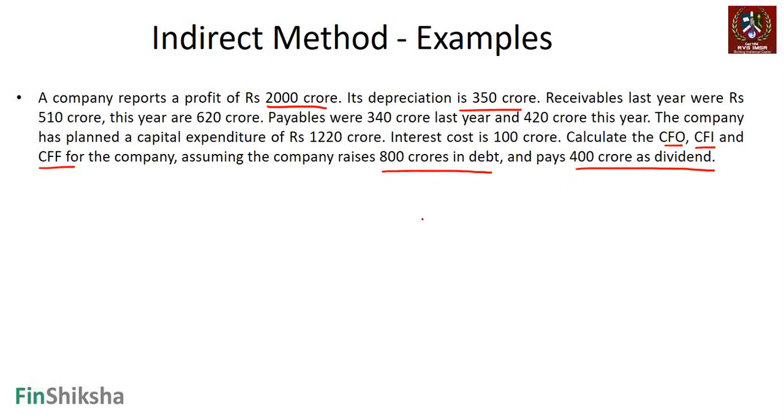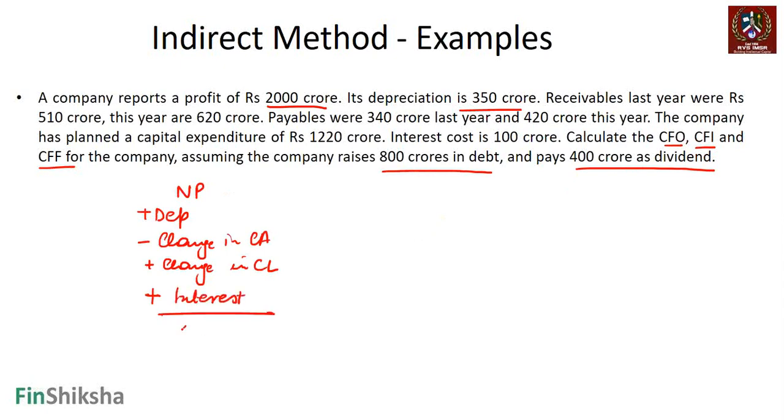Now we are going to make adjustments to the numbers, so we'll have to actually calculate everything. We start with net profit plus depreciation minus change in current assets plus change in current liabilities. This, remember, is my cash flow from operating activities, but you need to note that you have to add interest here. So that's CFO, right?